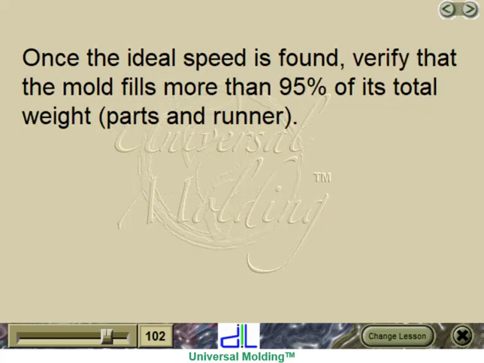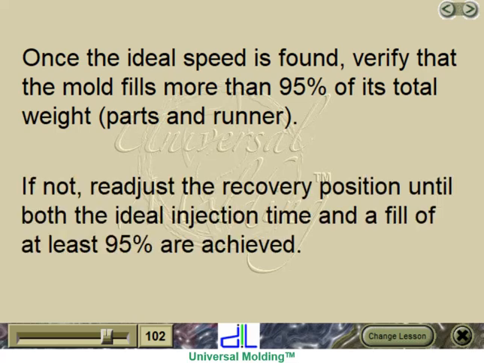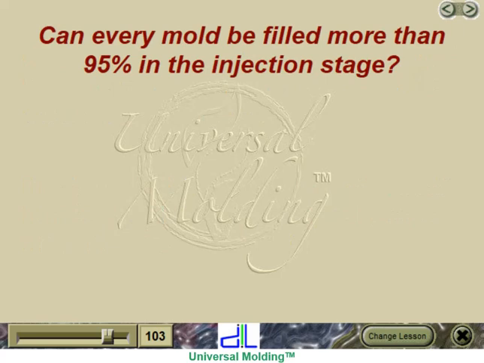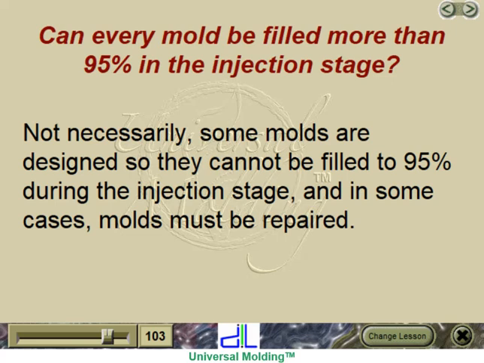Once the ideal speed is found, verify that the mold fills more than 95% of its total weight, parts and runner. If not, readjust the recovery position until both the ideal injection time and a fill of at least 95% are achieved. Can every mold be filled more than 95% in the injection stage? Not necessarily. Some molds are designed so they cannot be filled to 95% during the injection stage, and in some cases molds must be repaired.